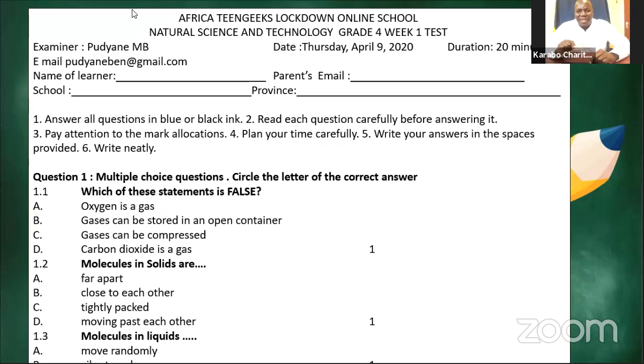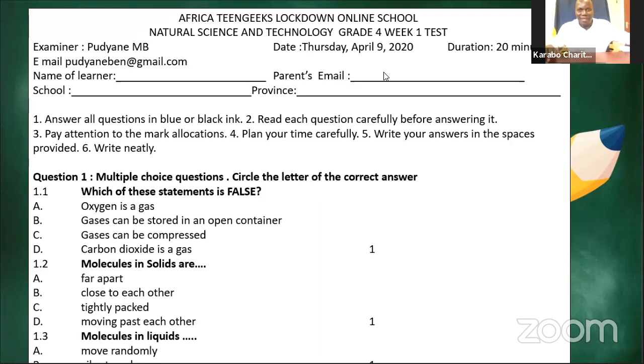Number 2.2, gases flow when poured on a surface. When you pour gas on a surface, does it flow? Tevaso, you are right. Gas does not flow on the surface. Rose, you are right. Victoria, you are right. Gas does not flow. It's false. They don't flow. They move randomly. You cannot take gas and pour it on a surface.